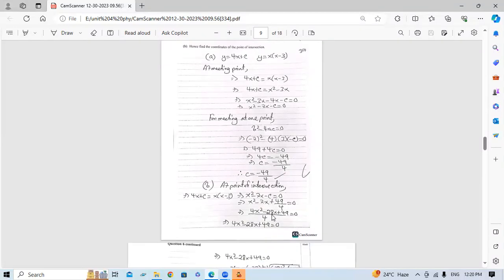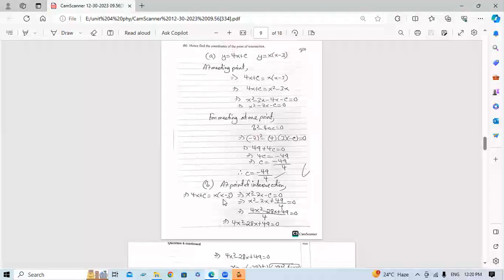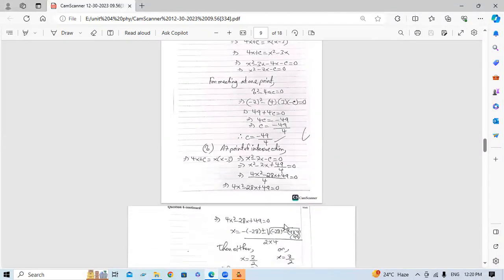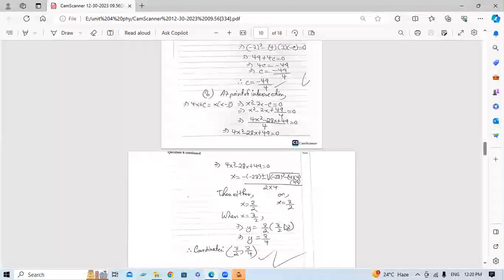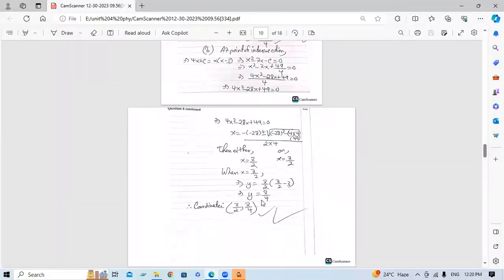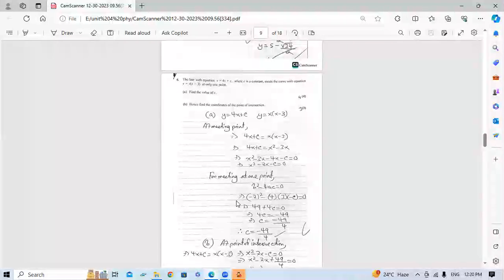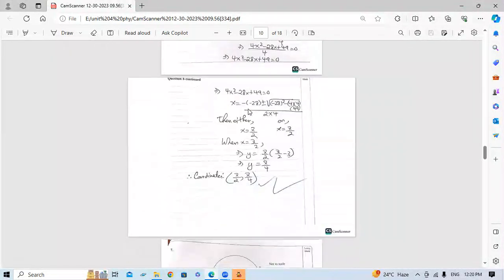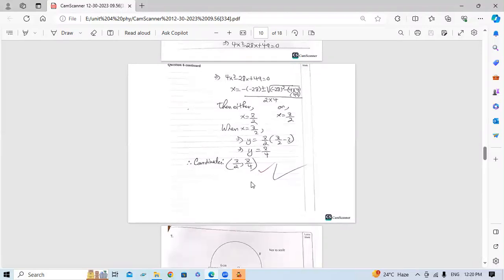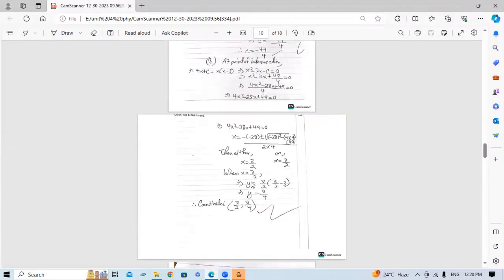At B, one point of intersection: 4x plus c equals x into (x minus 3), so 4x square minus 28x plus 49 equals 0. If we use the formula again, minus b plus minus root over b square minus 4ac by 2a, then either x equals 7 by 2 or x equals 7 by 2, both are the same. So when x equals 7 by 2, y equals 7 by 4. So the coordinates of the point of intersection will be (7 by 2, 7 by 4). That's it.